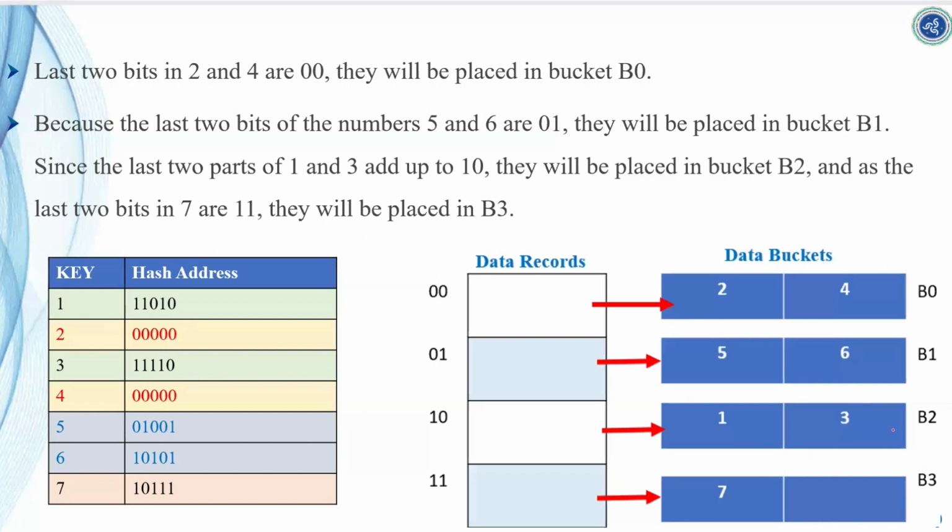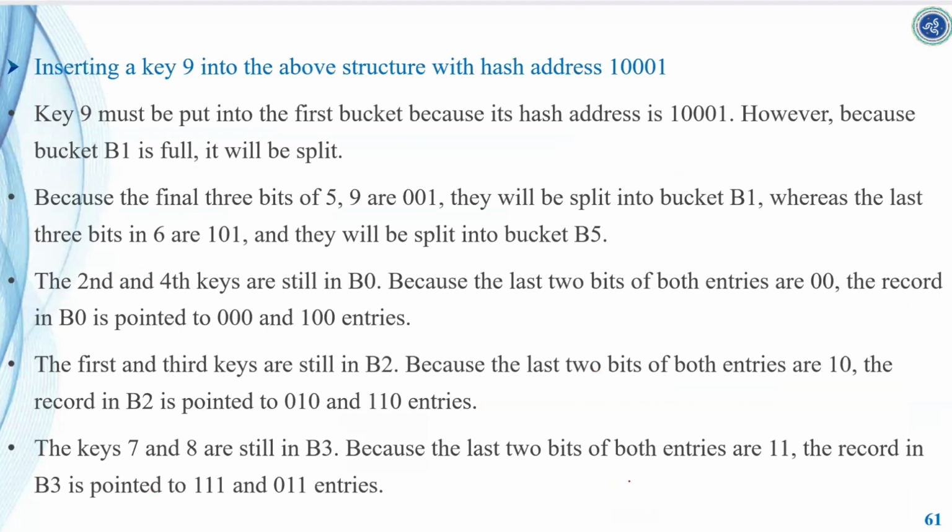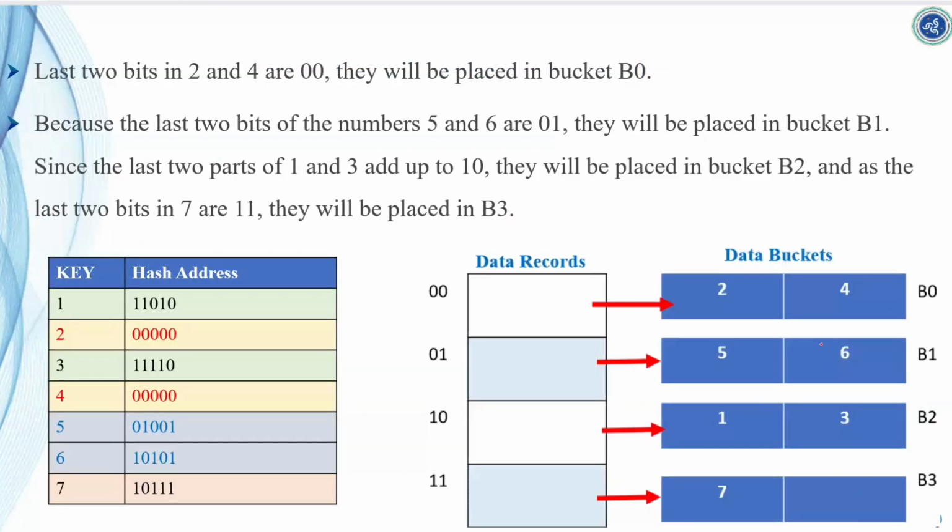Similarly for 1 and 3, bucket B2. And the last one is bucket B3, which is holding only a single value, that is 7, since 7 has the last two bits 11. So this bucket will contain only a single value, 7. Here there is no collision, so this is done in the normal case.